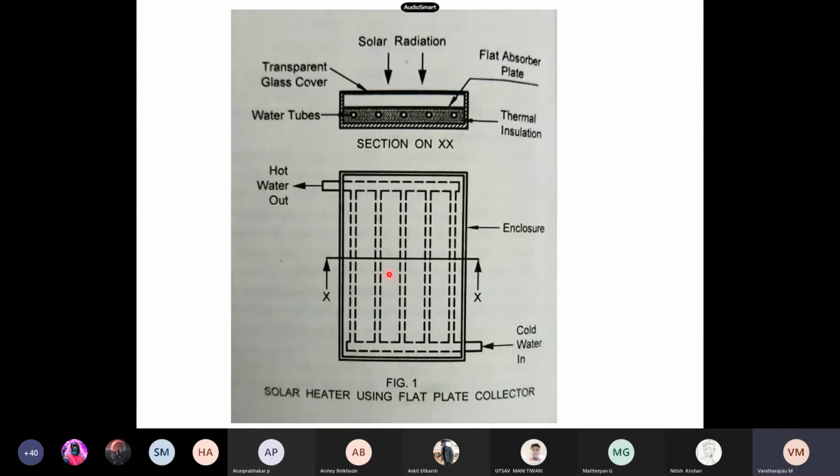Can anyone please remind me what is meant by conduction, convection, and radiation? Please unmute your mic and tell me what is conduction, what is convection, and what is radiation. What is the difference between these three? Can anyone, please?